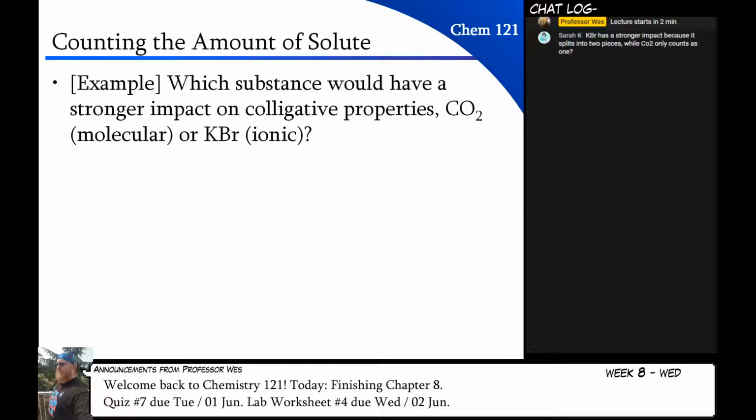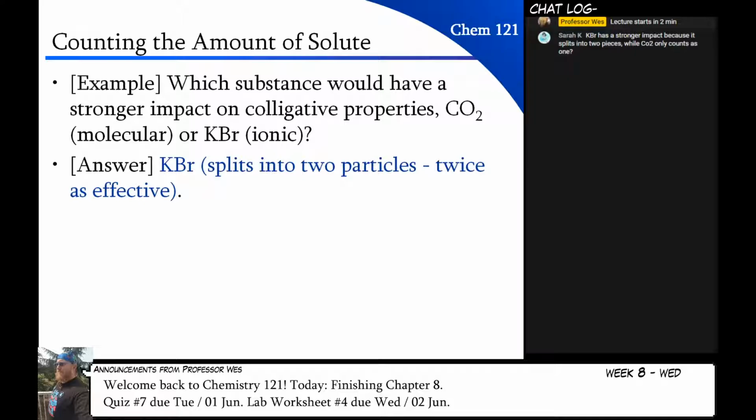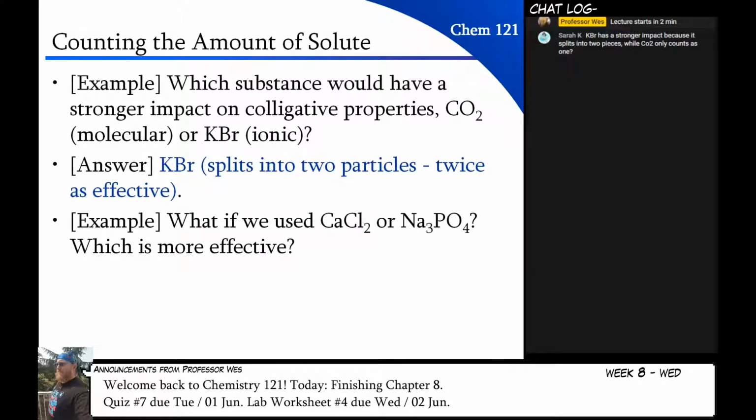There you go. That's the right answer. Very good. So CO2 is molecular. It doesn't split into any pieces, so it's only one particle. KBr splits into two pieces, so each unit gives you two particles. So it's twice as effective. How about this pair? Which is more effective? That's a little more challenging, so I'll give you a second to think about it.